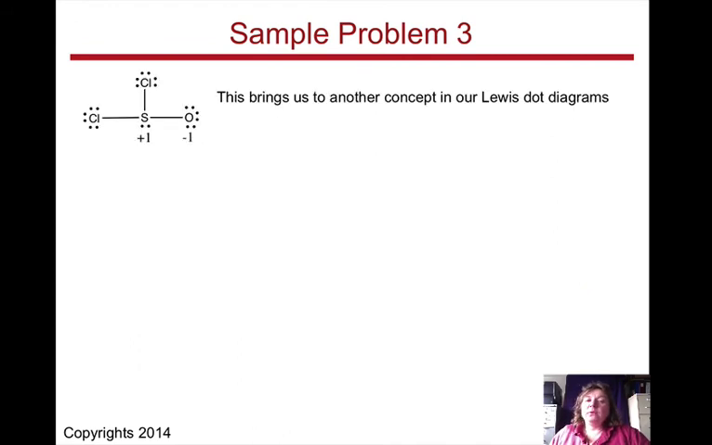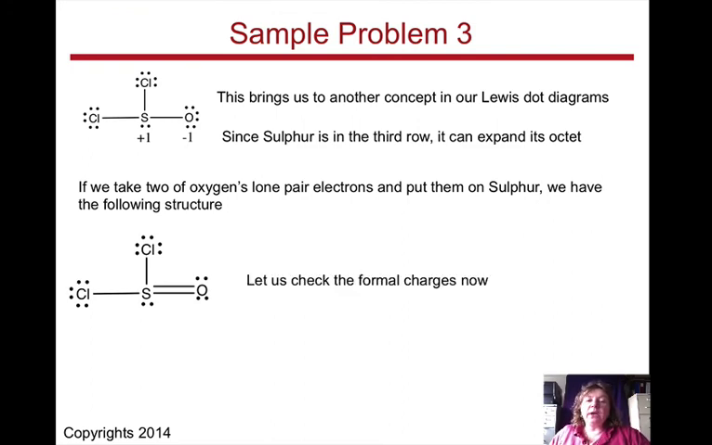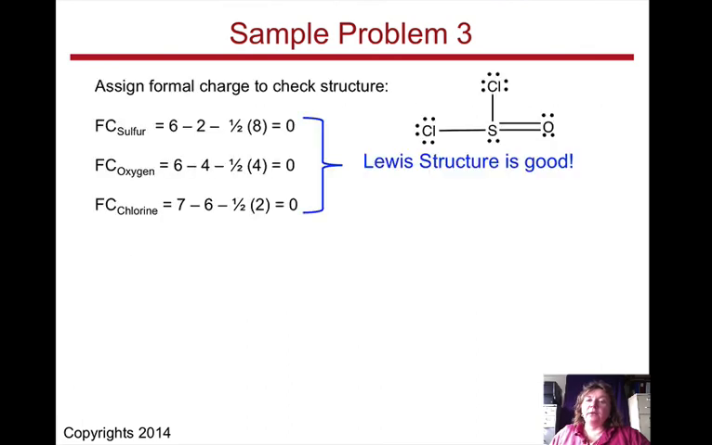Those are okay. Now, this brings us to another concept in our Lewis dot diagrams, which we're going to talk about at the end, but we might as well talk about it now. We notice that sulfur has a +1 and oxygen has a -1 formal charge. Since sulfur is in the 3rd row, it can expand its octet. So what does that mean? That means that it can have more than 8 electrons around it. So if we take 2 of oxygen's lone pair electrons and put them on sulfur, we have the following structure, where we've got a double bond between oxygen and sulfur, and we've left the sulfur-chlorine bonds the same. Now, if we check our formal charges, we discover that all the formal charges now are 0.